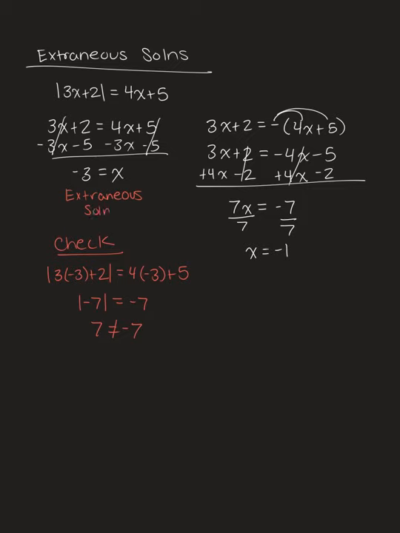Now you have to check the other one as well, because it is possible to have two extraneous solutions. It doesn't happen very often, but it is possible. So 3 times negative 1 is negative 3, plus 2 is negative 1. 4 times negative 1 is negative 4, plus 5 is 1. 1 equals 1. That one works. So this guy right here is your only solution.